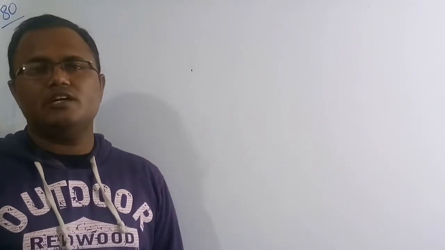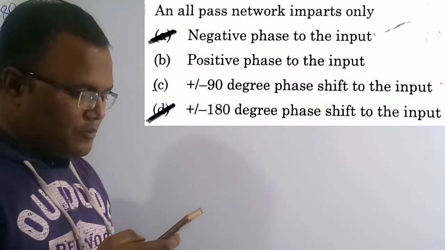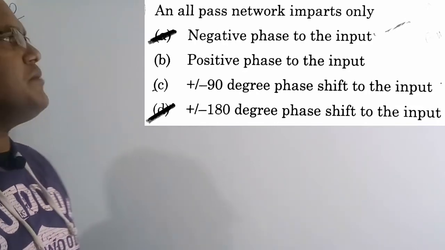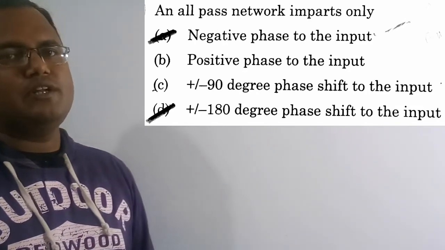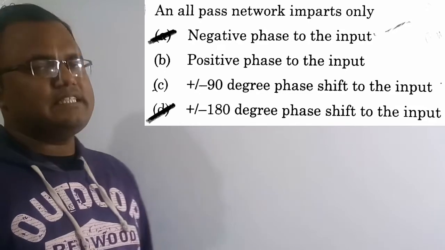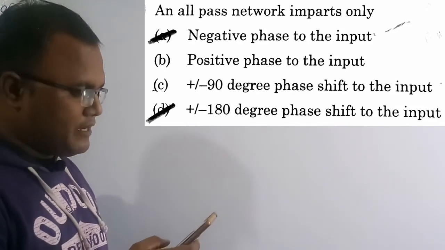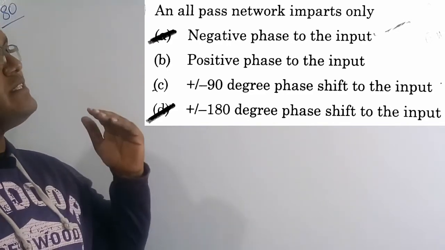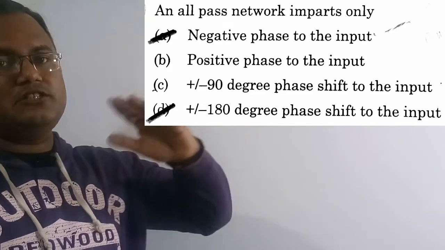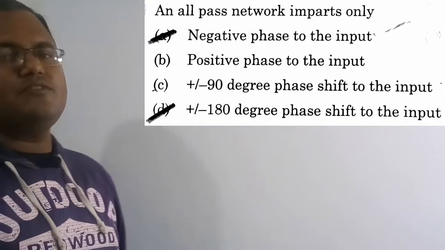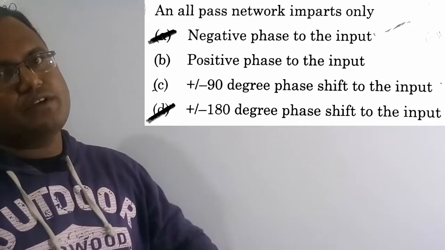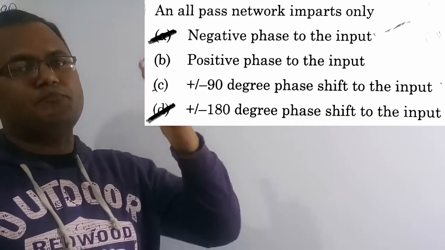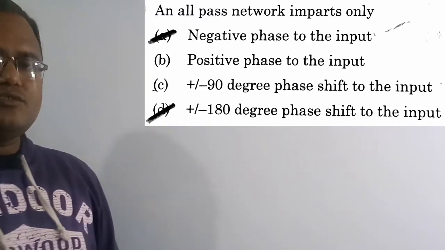Now we are going to solve the last question of this lecture, and also the last question of this playlist. See the question here. An all pass network imparts only what? Out of these 4 options, option D is the correct solution, which is plus or minus 180 degree phase shift to the input. It can go from plus 180 degrees to minus 180 degrees, covering every range of phase angle. It can provide positive phase shift and also negative phase shift, from plus 180 to minus 180.